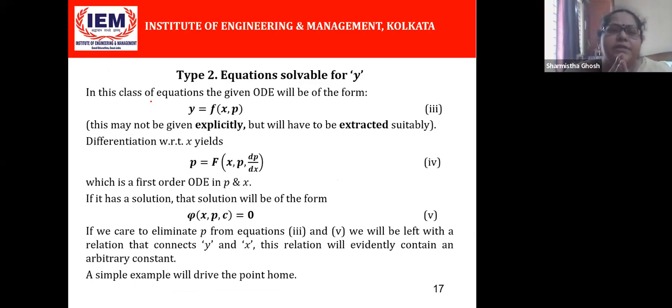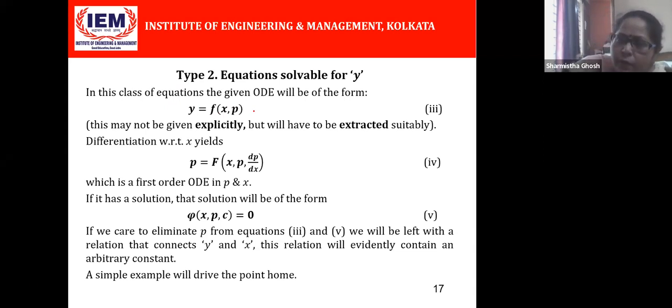Now this class of equations, once again we are in the same category as first order higher degree equations. That means my equation can contain x, y, and p. But some equations may be given in this form, or rather it will be good enough to put it in this form, that you keep y on one side and x and p on the other side. That means as if we write y as a function of x and p.